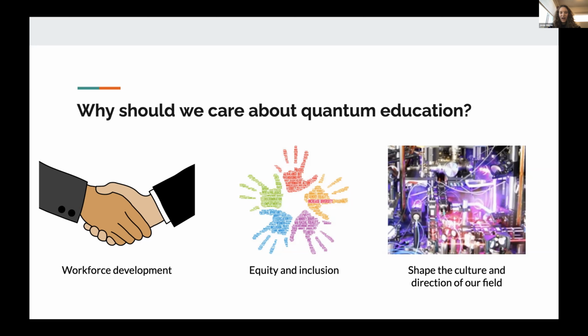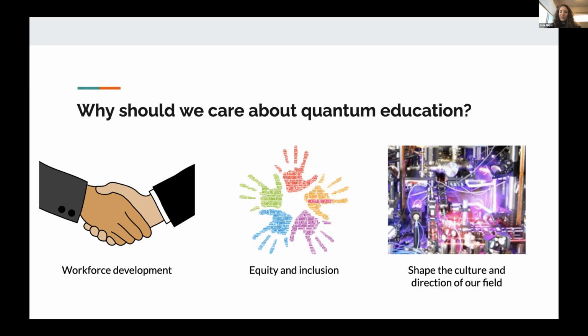If we want to make sure that our quantum workforce is diverse and avoids a lot of the issues in the past that its progenitor fields like physics and computer science have struggled with, this is definitely an opportunity to affirmatively consider these issues in our work from the beginning, as we're still developing this infrastructure, so that we don't fall into entrenched patterns.